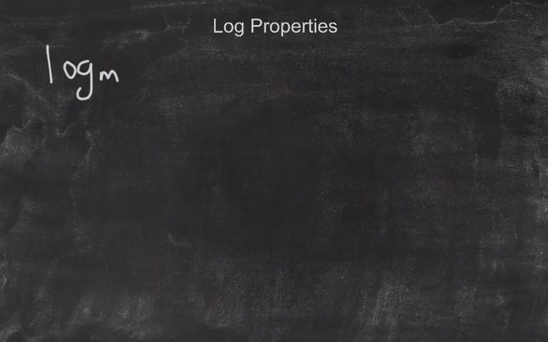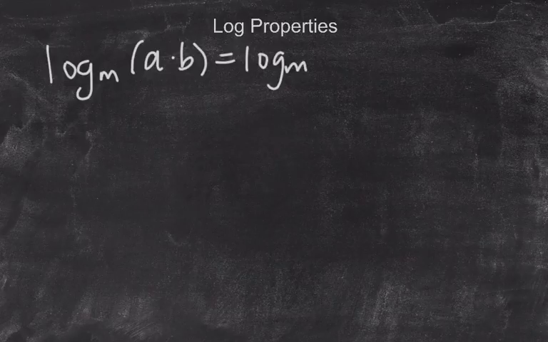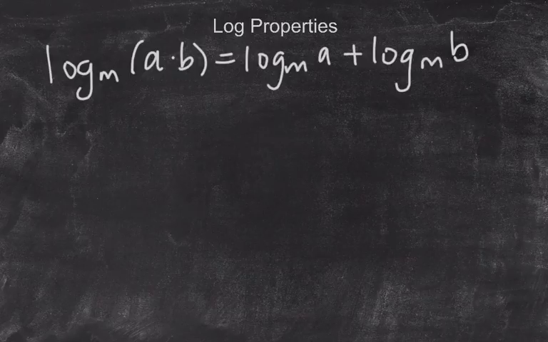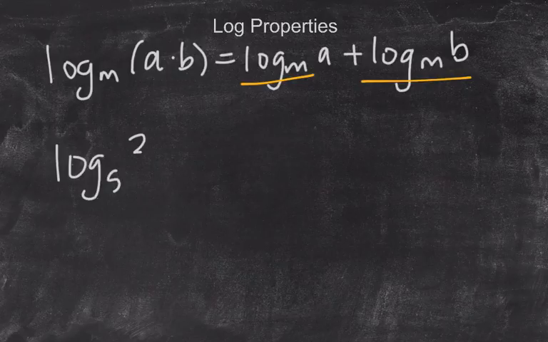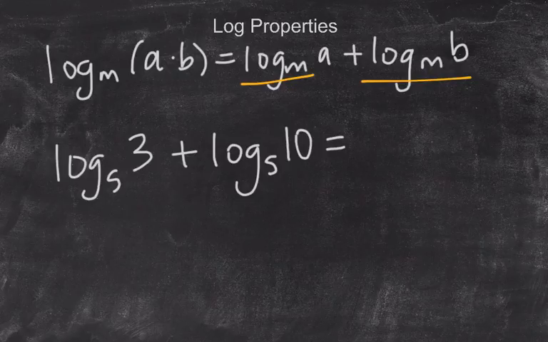So the product property says log base m of a times b equals log base m of a plus log base m of b. It allows us to add logs that have the same base, so they can become a single log expression. An example of that would be log base 5 of 3 plus log base 5 of 10 equals log base 5 of 30.